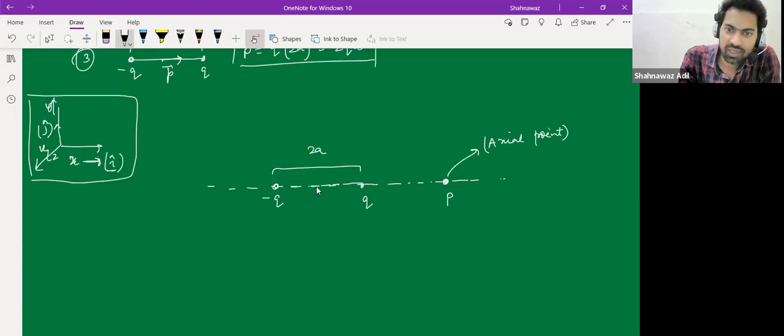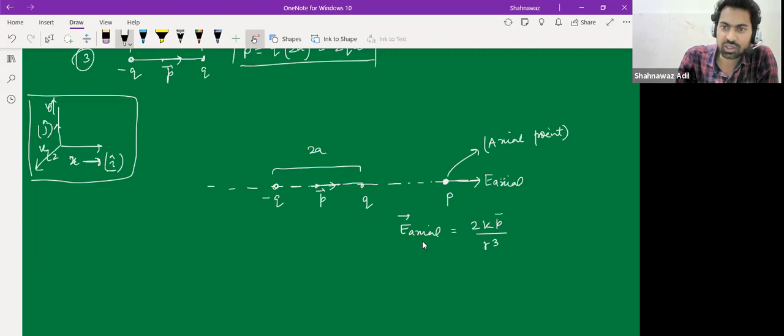So we have this dipole moment in this direction, p hat, and we want to calculate the electric field at this point, the axial point. If we calculate the electric field, it comes out in this direction, and the magnitude would be 2kp by r cubed. In vector form, you can see that the axial electric field due to the dipole is in the direction of this p.